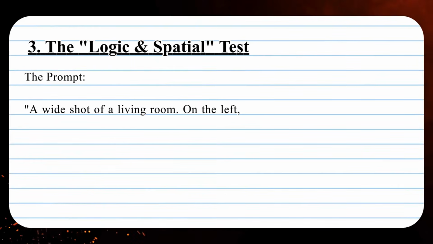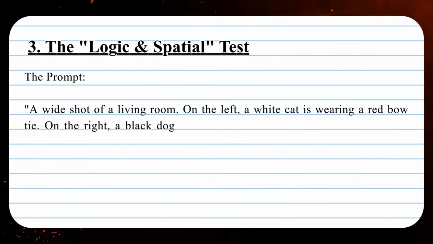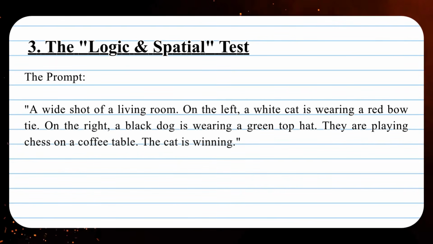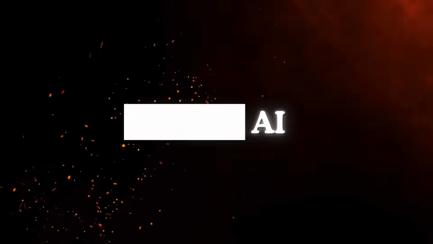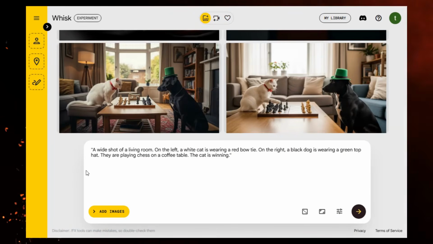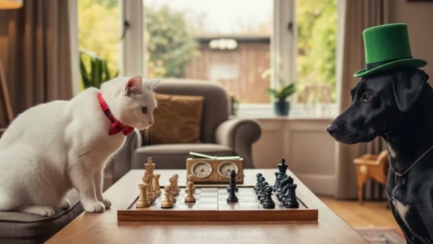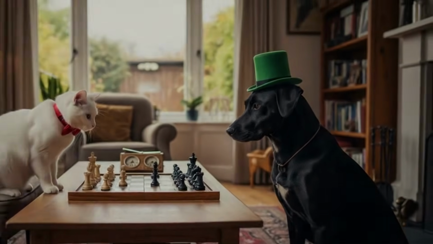Does the AI know who is wearing what, who stands where, which color belongs to which character? Most AIs fail this. Let's see what happened. Whisk AI. Clean, believable wide shot. Everyone is where they're supposed to be. Feels like a real moment captured outdoors.